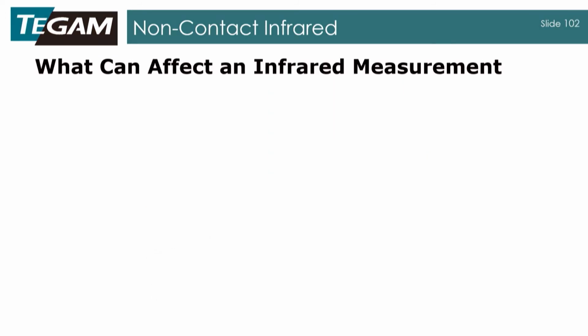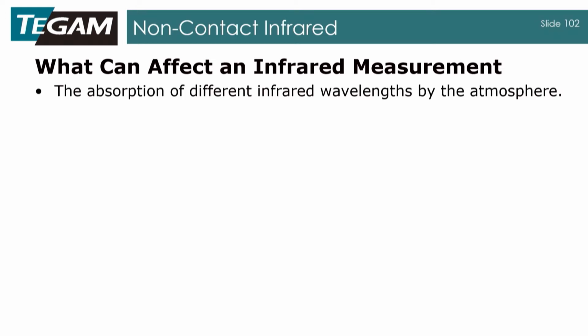So when you're using an infrared gun, let's look at some of the things that can affect the infrared measurement. Again, the absorption of different infrared wavelengths by the atmosphere. Even though you pick 8 to 14 microns to be less sensitive to humidity, you still are, and you'll get a variation from low humidity to high humidity. Again, that's why in a lab setting, we control the humidity to be consistent. One of the reasons, humidity affects a lot of things.